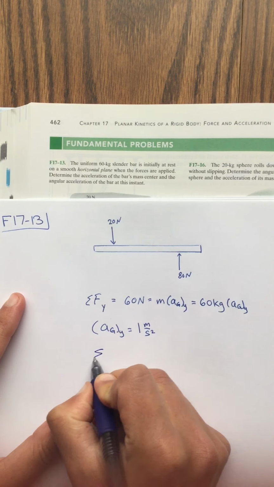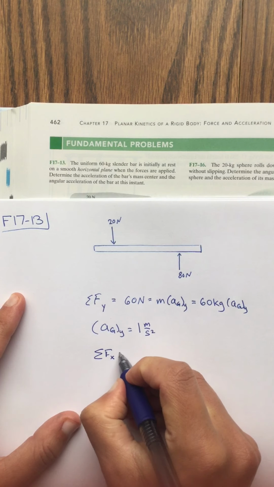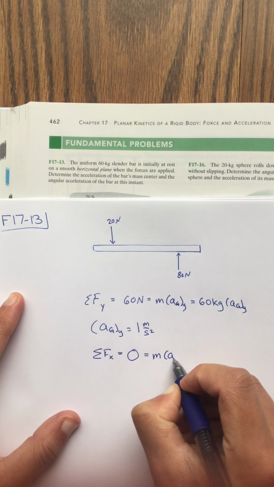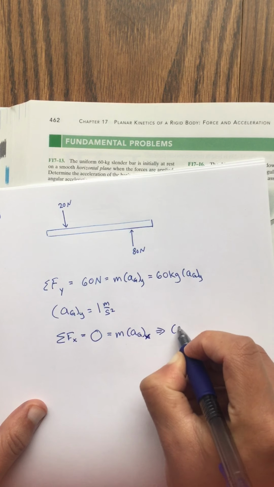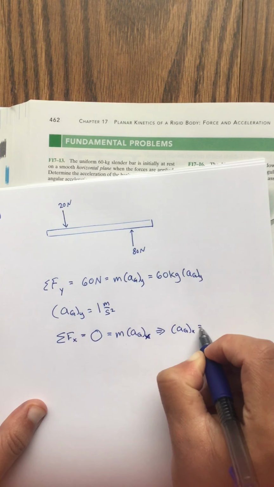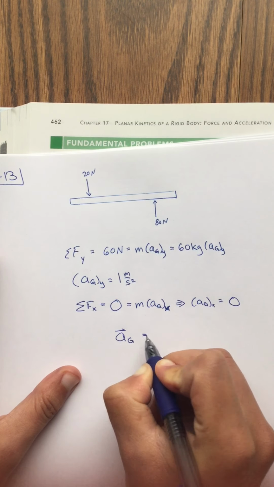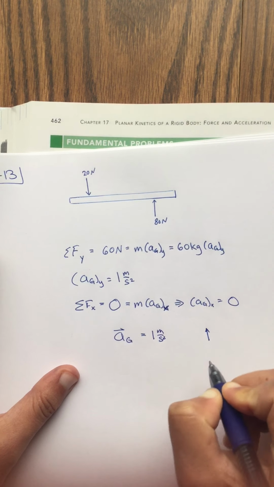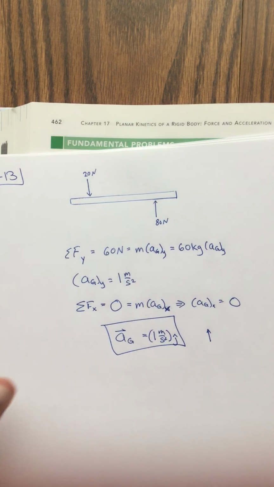For the x component of the acceleration, you have your two forces here. This is the x direction. For the sum of the forces in the x direction, you have 0. So that's the mass times the x component of the acceleration. So the x component of the acceleration is 0. So you can say the acceleration of the mass center is equal to 1 meter per second squared, and you can either say upward or you can say that is in the j hat direction. Okay, so we found the acceleration.